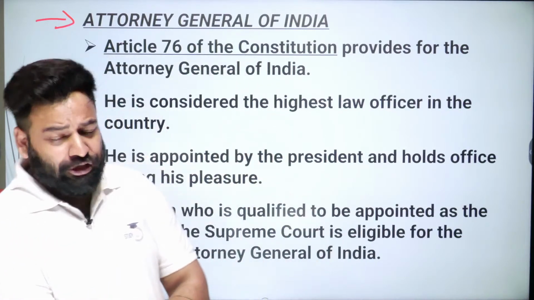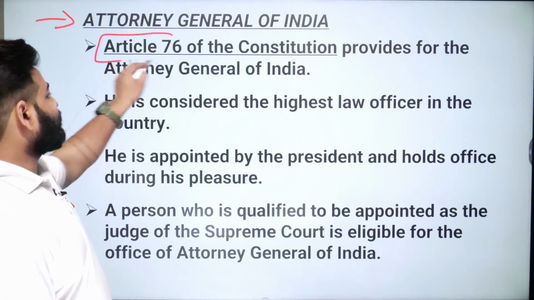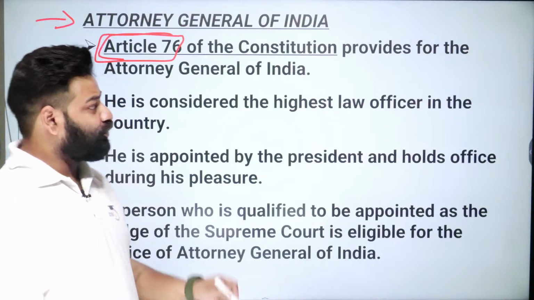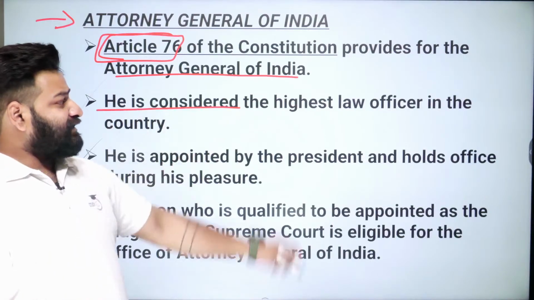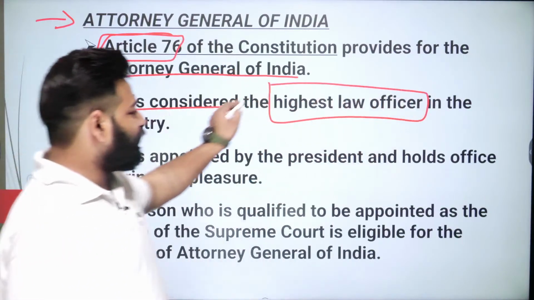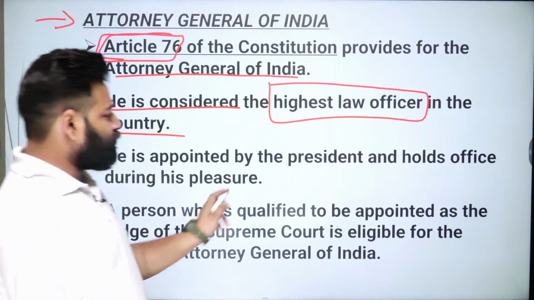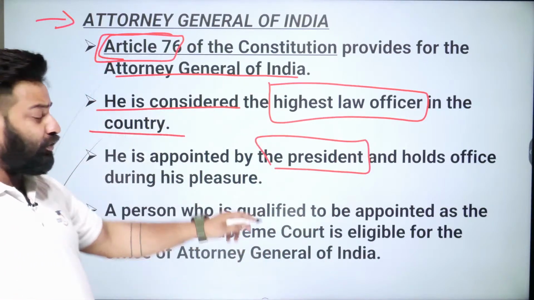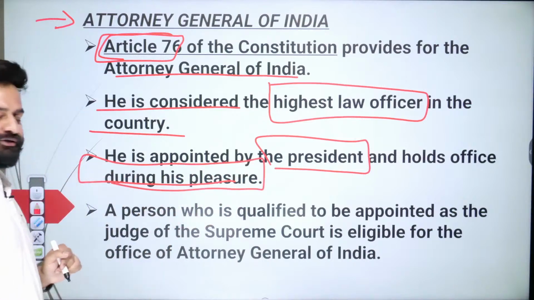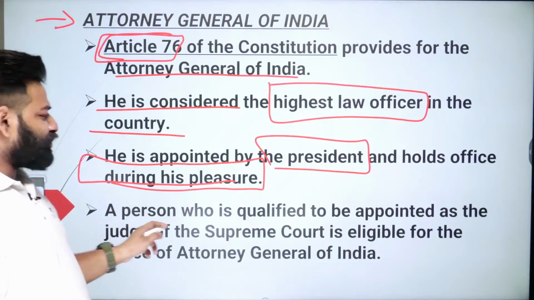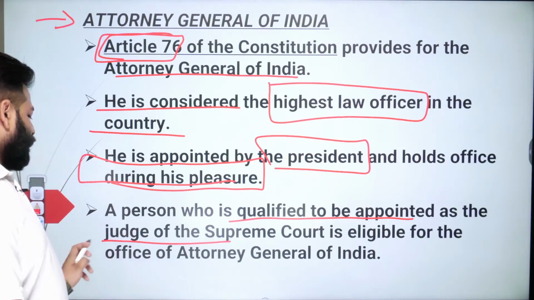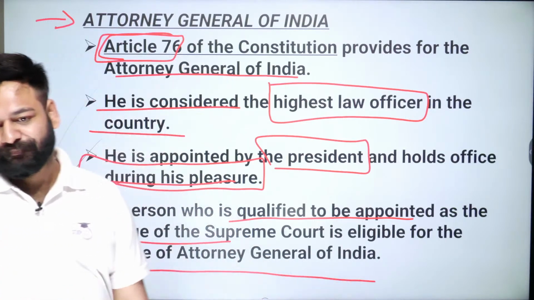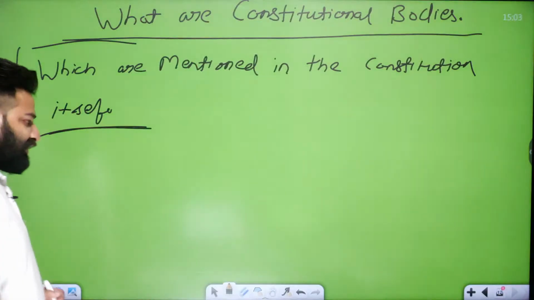Which article talks about the Attorney General of India? Article 76 of the Indian Constitution provides for the Attorney General of India. He is considered the highest law officer in the country. Appointed by whom? Appointed by the President, and holds office during the pleasure of the President. A person who is qualified to be appointed as a judge of the Supreme Court is eligible for the office of the Attorney General of India.